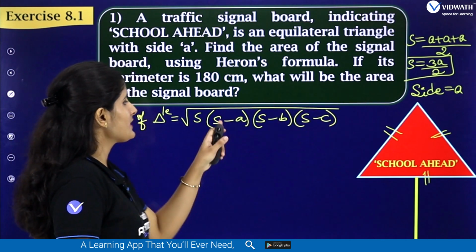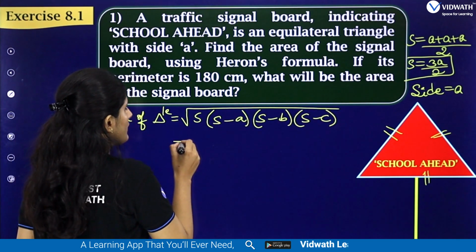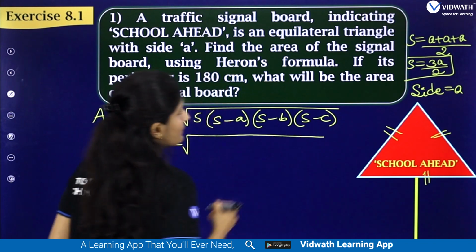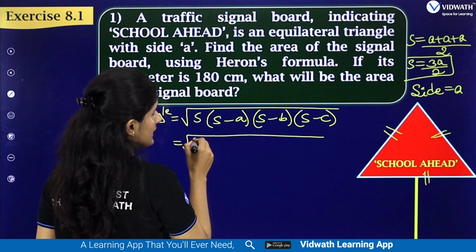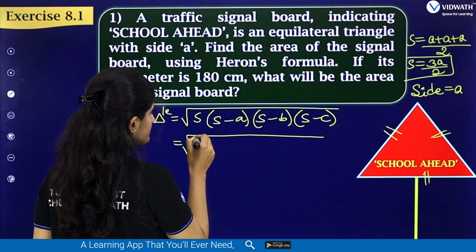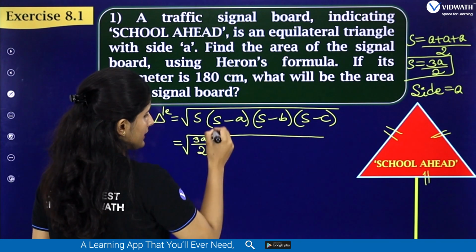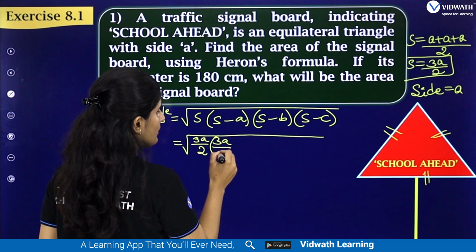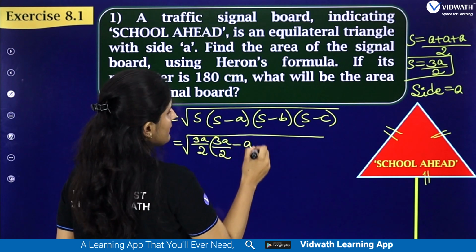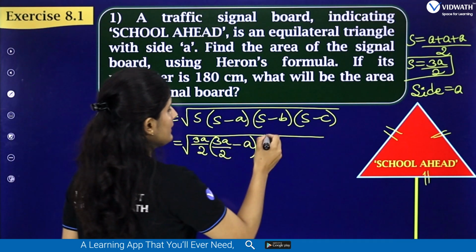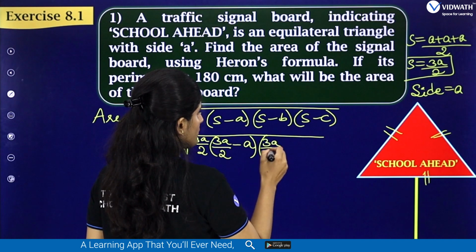Now let us substitute the semi-perimeter into our Heron's formula. So we get S is 3A by 2 into (3A by 2 minus A), where A is one side of the triangle, and (3A by 2 minus B).